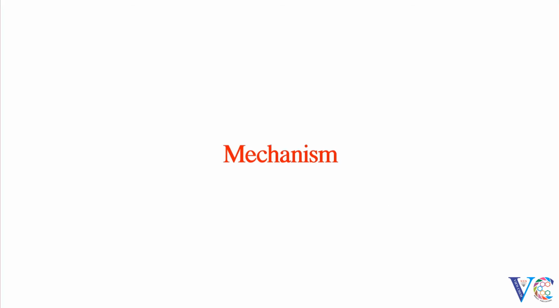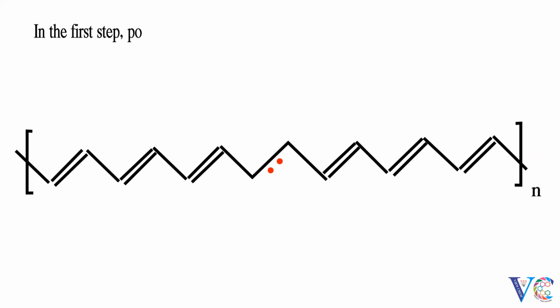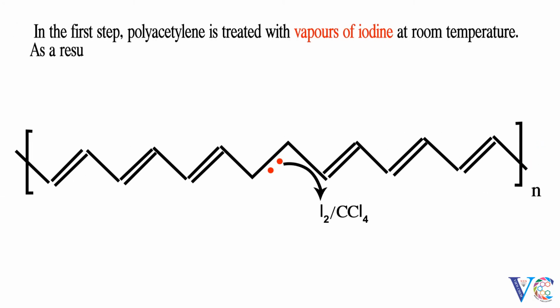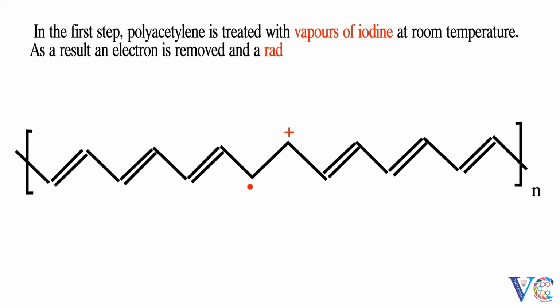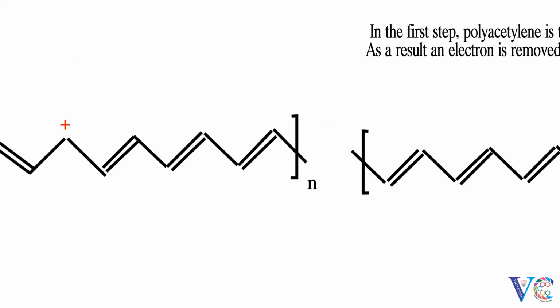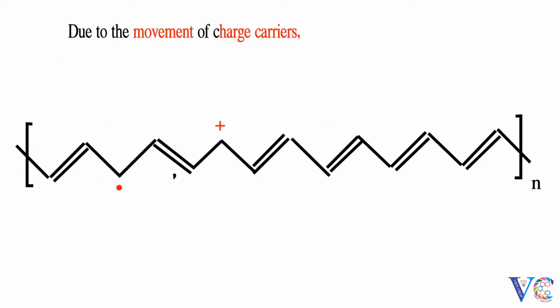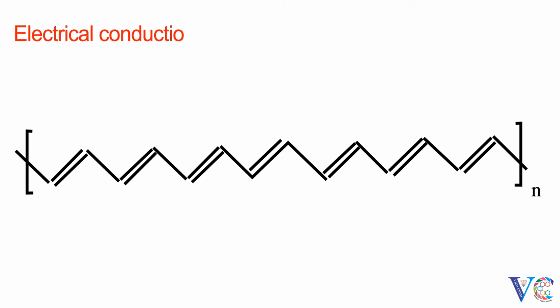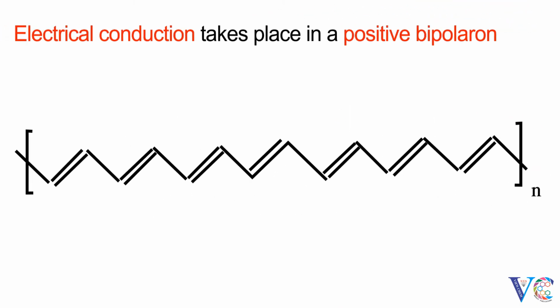Mechanism. In the first step, polyacetylene is treated with vapors of iodine at room temperature. As a result, an electron is removed and a radical cation, that is, a positive polarin, is formed. Due to the movement of charge carriers, electrical conduction takes place. Electrical conduction takes place in a positive bipolarin also. Positive bipolarin is a dication.